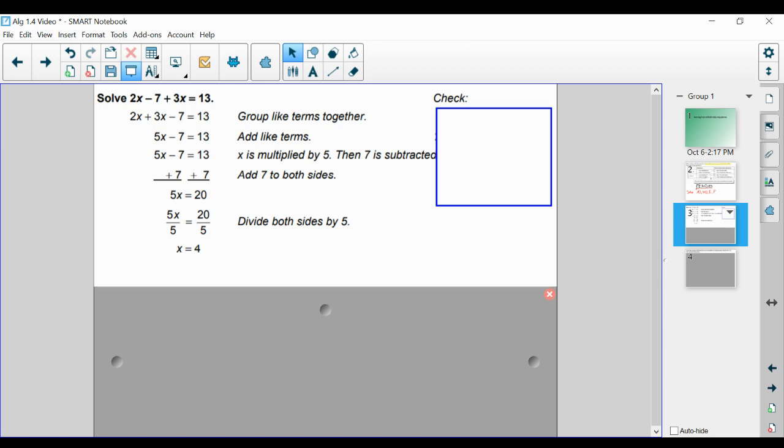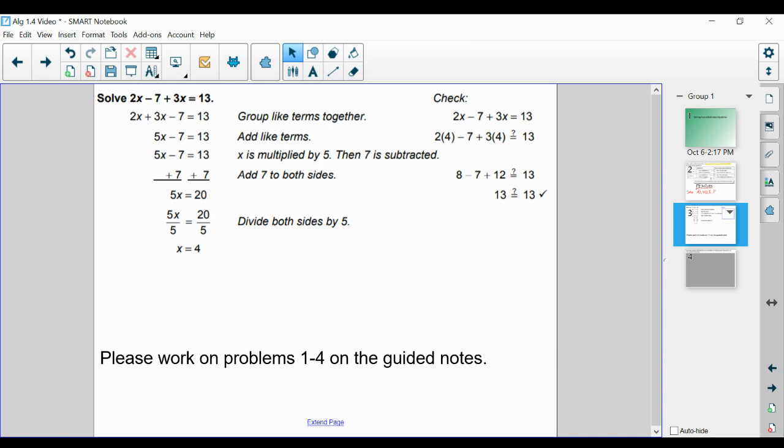And we can always check our answer by plugging it in to the beginning. Anytime we see an x, we're going to substitute in 4, and we're going to verify to make sure that our answer is correct. If it is not correct, then that means that either we checked improperly or our value is wrong. So we've got to go back and try it again. Awesome. With this in mind, please work on problems 1 through 4 on the guided notes. Turn it on over and resume when you're ready to move forward.